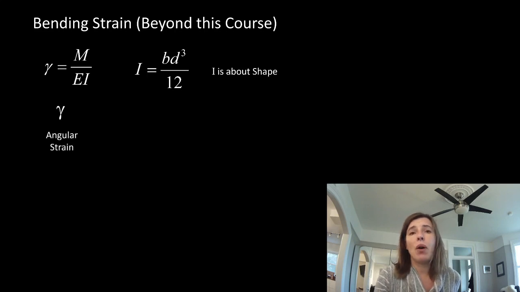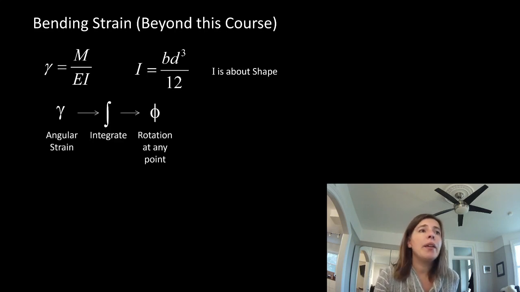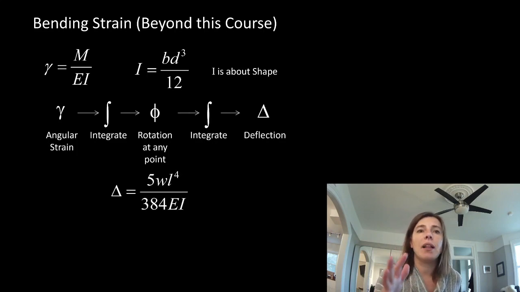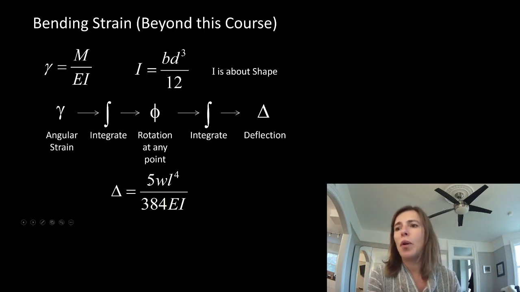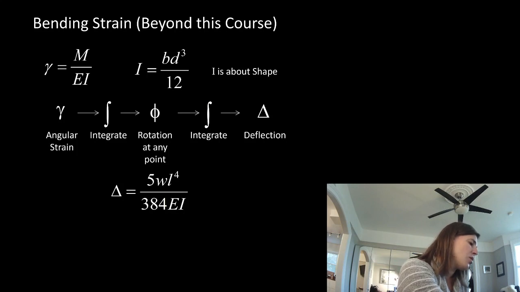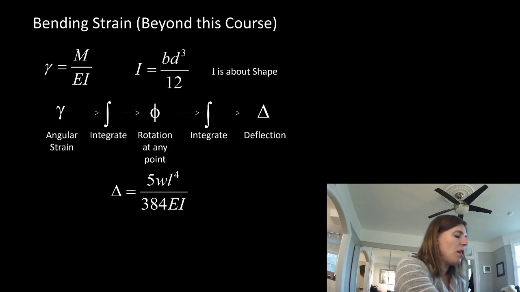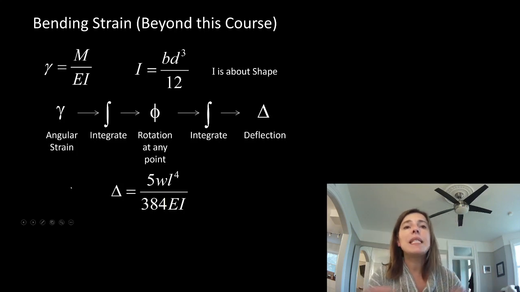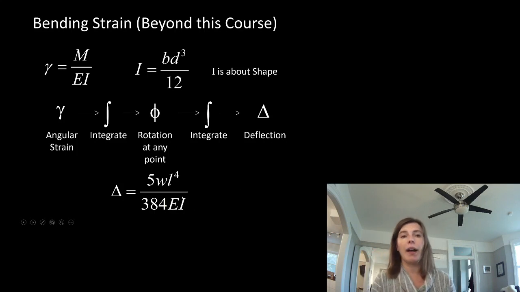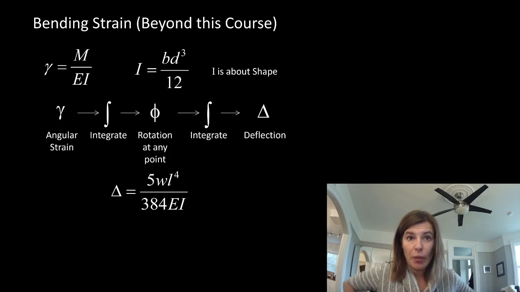So again, beyond this course, we take angular strain, we would integrate, we would find the rotation at any point, and we'd integrate again, and then we can start to calculate deflection. So this happens to be for a uniformly distributed live load. I want to remind you guys that this is for a UDL or a uniformly distributed live load. There are different loading diagrams we can use. This is talking about one particular loading diagram. It happens to be the most popular loading diagram.